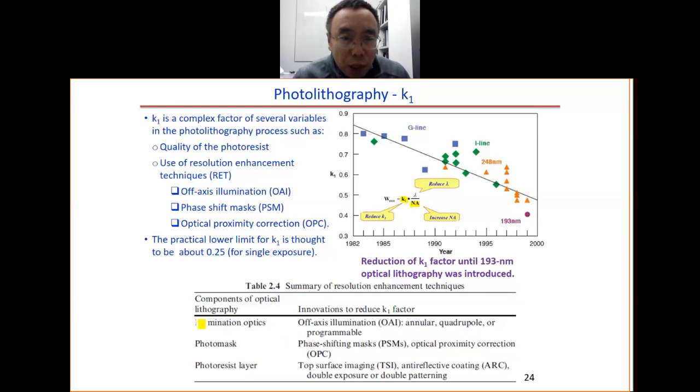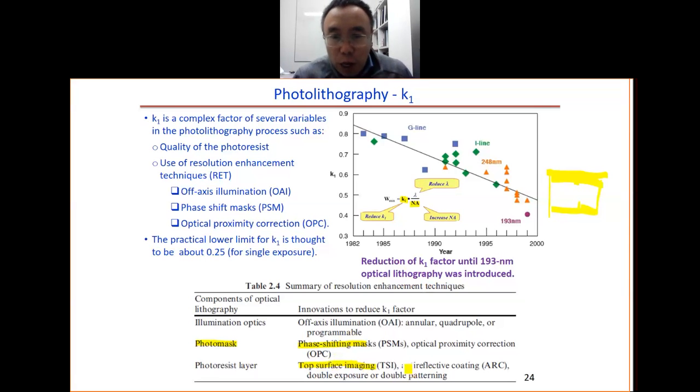So here those three things are also put in. For the illumination optics, we can work with off-axis illumination. For the photomask, we can do two tricks. One is the phase shift mask. The other one is optical proximity correction. For the photoresist, we can do top surface imaging. That means we use a thin layer over the resist, then we put another layer below it. So we do the lithography on the thin resist, then we transfer the pattern to another polymer layer or carbon layer, then we transfer the pattern to the substrate or to other parts. This is the top surface imaging. We use a very thin resist layer on the very top.